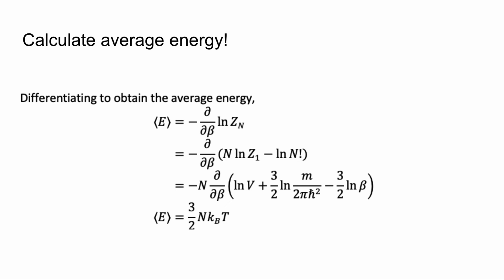We remember the formula that energy is minus the derivative of ln of the partition function. So we just calculate it, and we only need to take the derivative with respect to temperature. So in the end, we just get 3/2 nkT, and that is in fact the formula that we see in statistical mechanics, in thermodynamics.